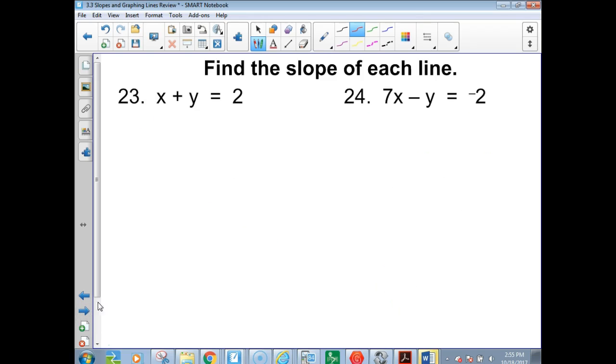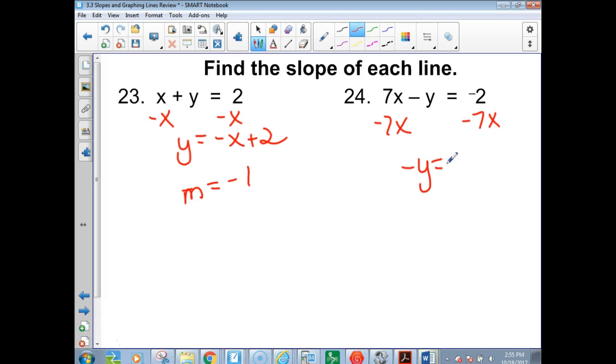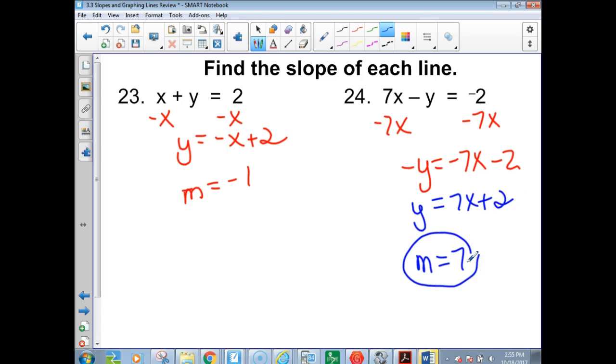Okay. This one, subtract x. Negative 1. And the last one here, and then we're going to graph some lines. Writing the x part first, divide by negative 1. Don't forget to change everything's sign. So our slope is 7. Okay, let's graph some lines.